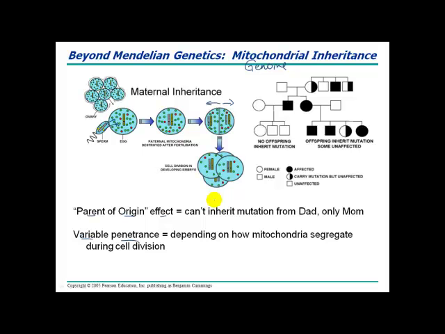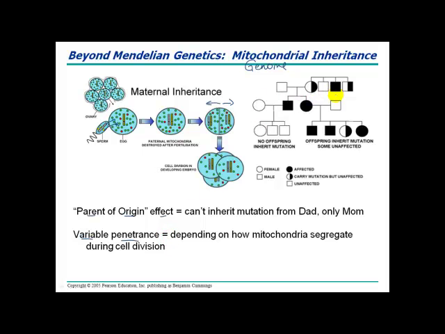You could have most of the cells in the body not showing mutant mitochondria and not being affected by it. It's essentially random as to how those mitochondria segregate during early development. So how would this look on a pedigree? Well, we would see both of those phenomena showing up in a pedigree: both the parent of origin effect, where you can't inherit from dad, but you can inherit from mom, and the variable penetrance phenomenon as well.